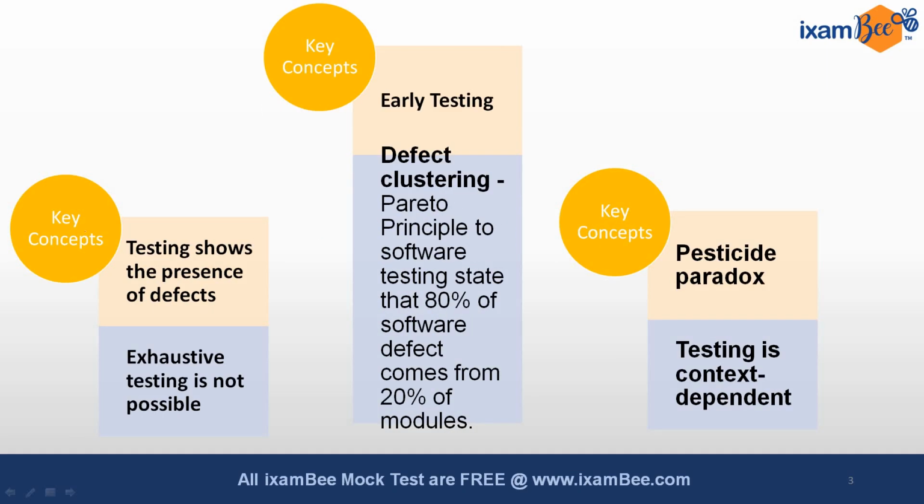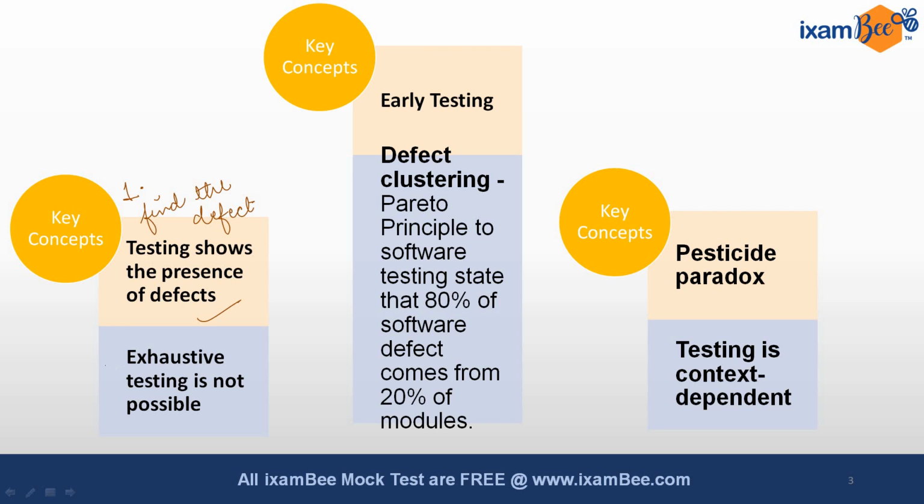Now coming to the key concepts of testing. The first key concept is why we do testing. We do testing in order to show the presence of defects, or in order to find the defects. When we want to find the defects, we go for testing. This is one of the important key concepts of testing.